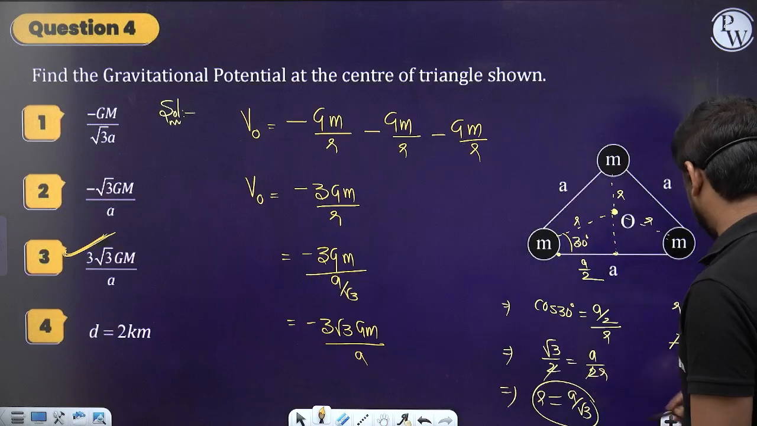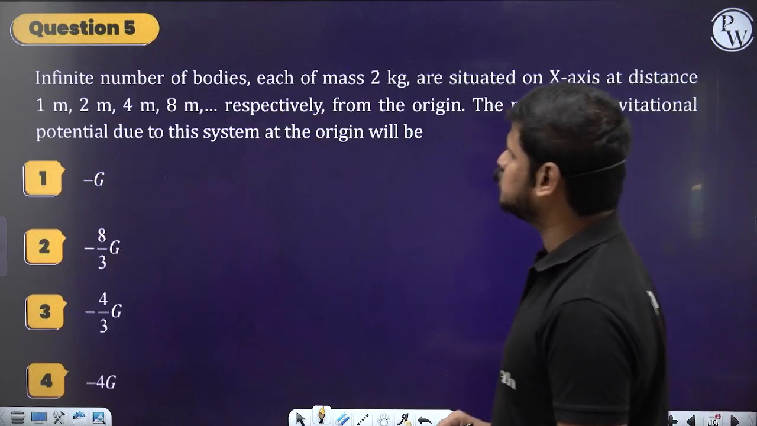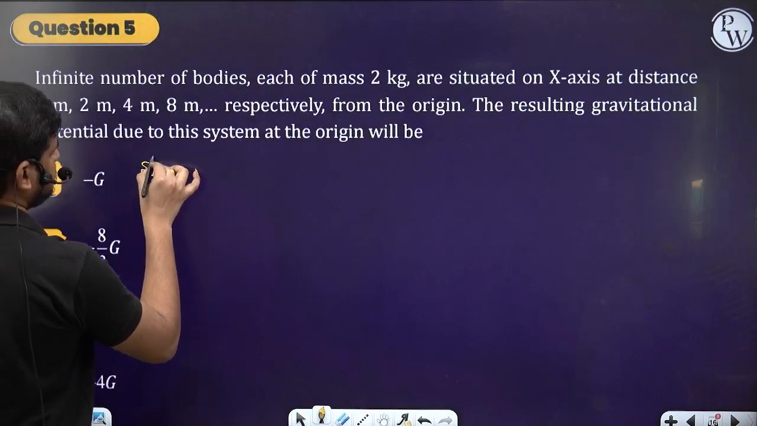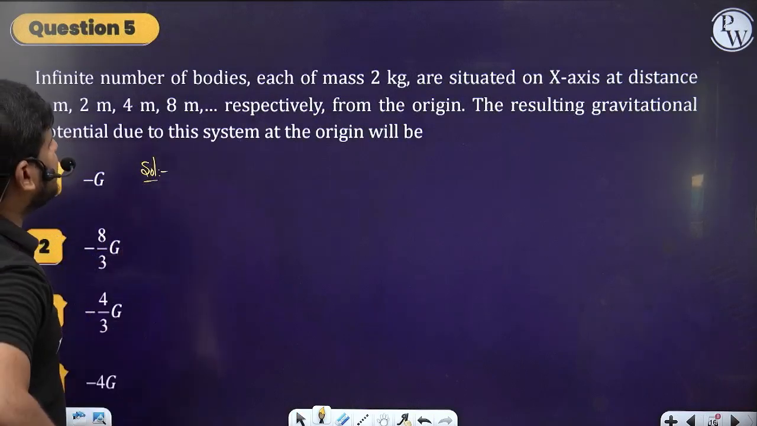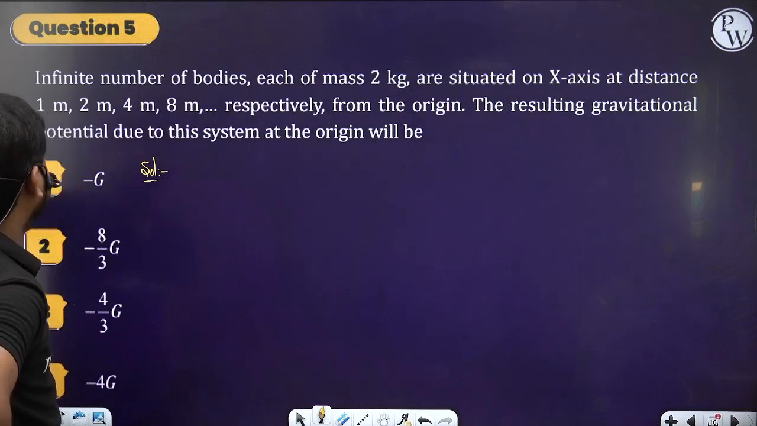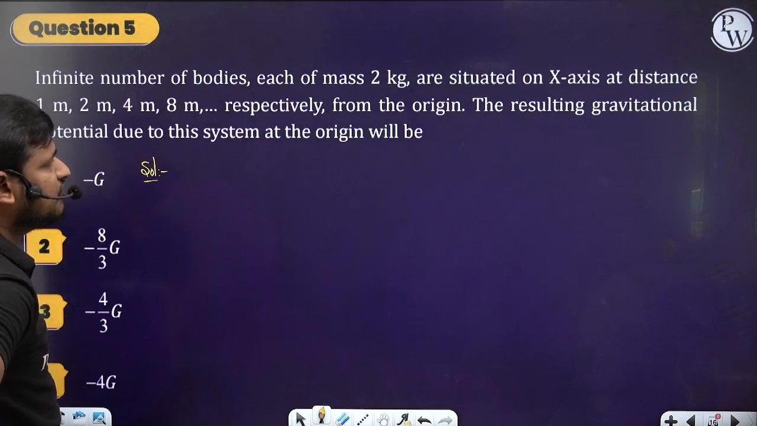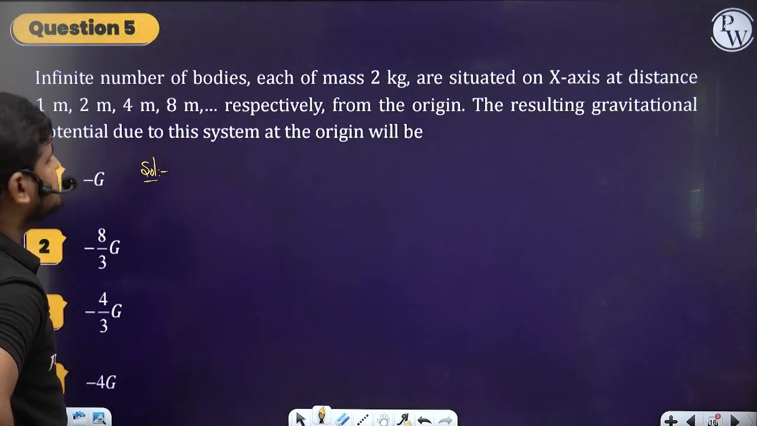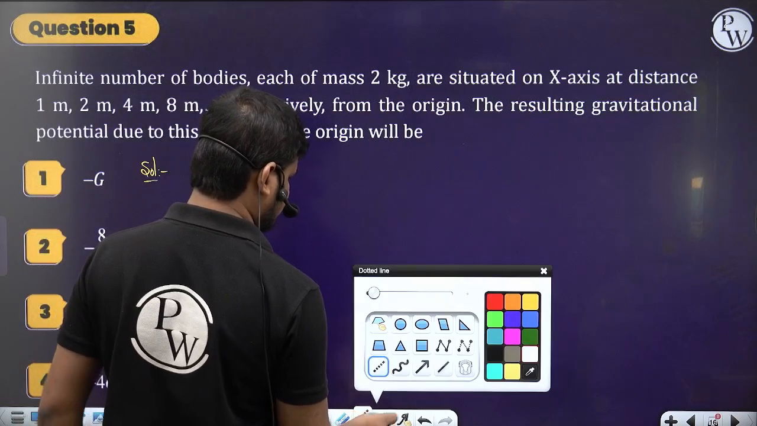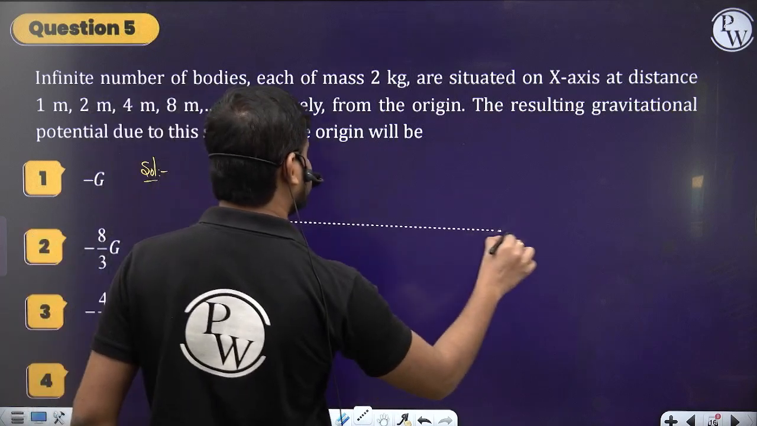Chalo, let's move further. Try this question. What does the question say? Infinite number of bodies, each of mass 2 kg, are situated on the x-axis at distances 1 meter, 2 meter, 4 meter, 8 meter respectively from the origin. The resulting gravitational potential due to the system at the origin will be, see here. So in this question, consider this is the x-axis.